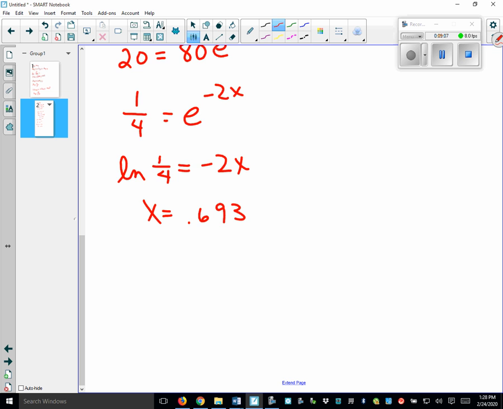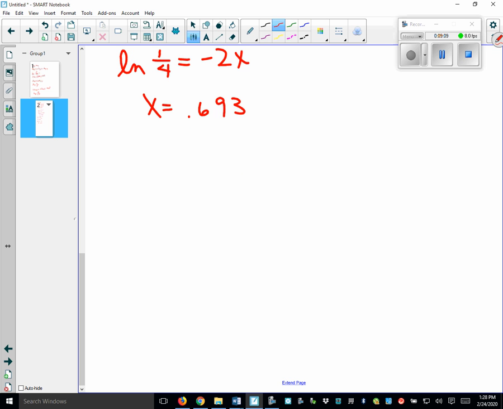Okay, what if I have something like this? Log base 7 of 2x plus 1 equals log base 7 of 3x plus 2.